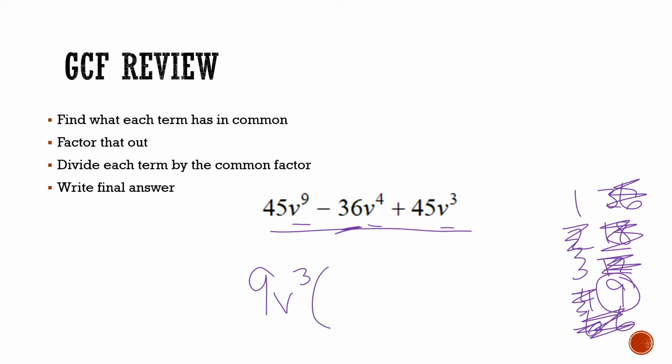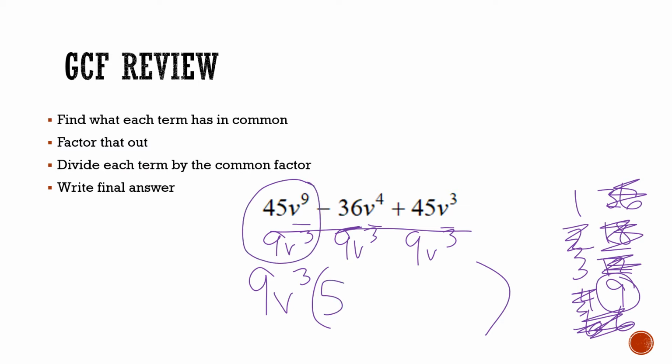I'm going to factor that out, and I have to put what's left once I factor that out. So I'm going to divide each term by 9v cubed. So let's take a look at this first one. 45 divided by 9 is 5, and there were 9 v's, and I'm taking 3 out, so there are 6 left. Okay, my next one, I'm going to look at negative 36 divided by 9, which is negative 4.